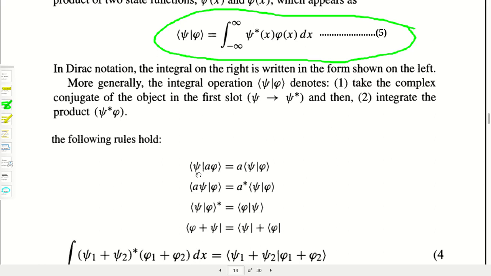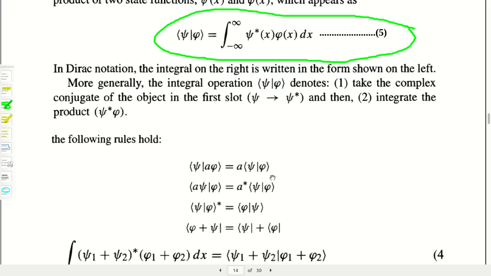So the first property here: psi, and in the Ket there is a phi, equal to a. That is, put a phi in place of phi in the above equation, and a will be multiplied with phi, so a will come out of the integral. So what is this? This is nothing but a times Bra psi Ket phi.